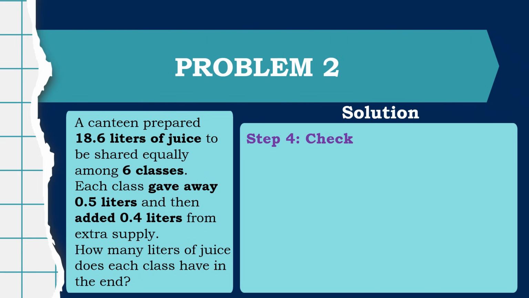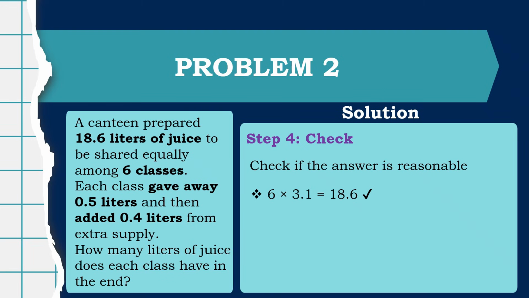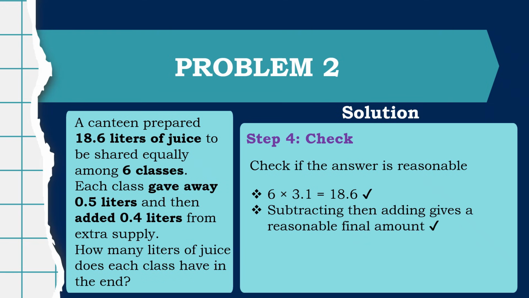Alright, the last step is to check. We're going to check if our answer is reasonable. So 6 times 3 and 1 tenth is equal to 18.6, and that's correct. Next, subtracting then adding gives a reasonable final amount. So our answer is each class has 3 liters of juice in the end.